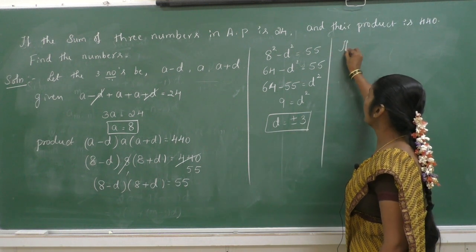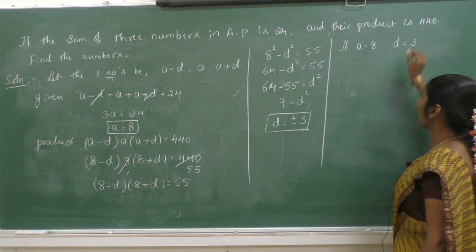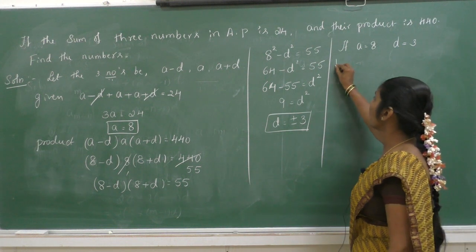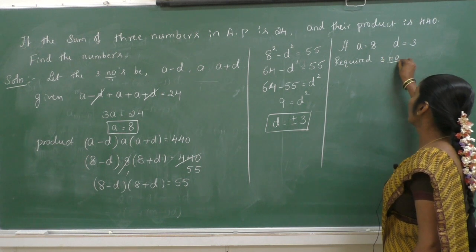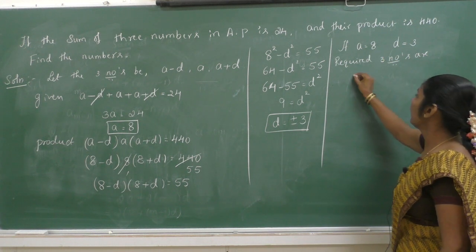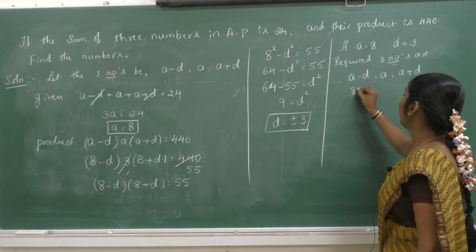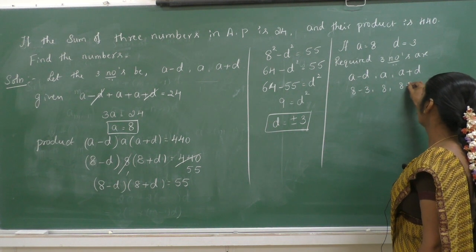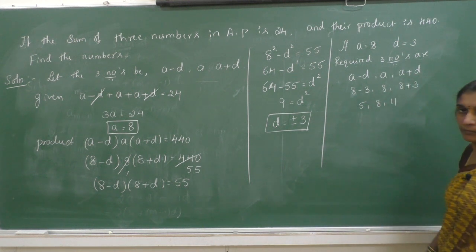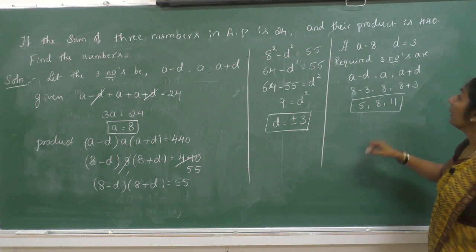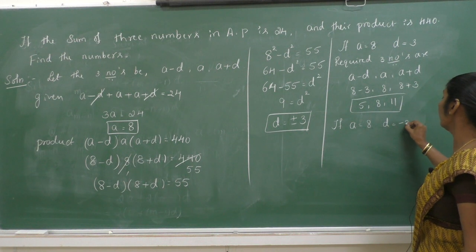So since two conditions have come here, if a is equal to 8 and d is equal to 3, then the required three numbers are a minus d, a, a plus d. Required numbers are 8 minus 3, 8, 8 plus 3. So that will be 5, 8 and 11. One set of solutions.